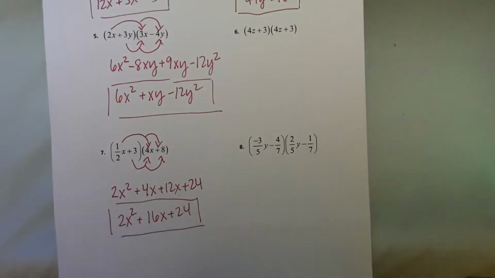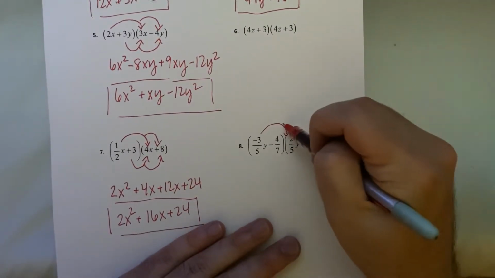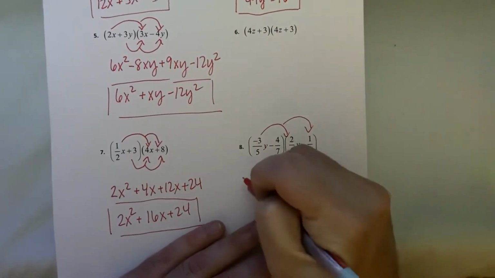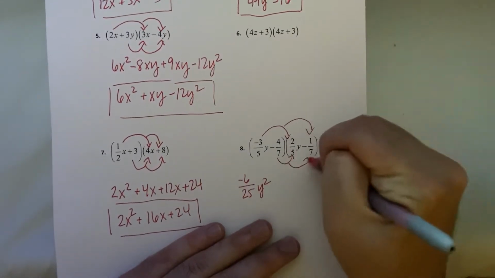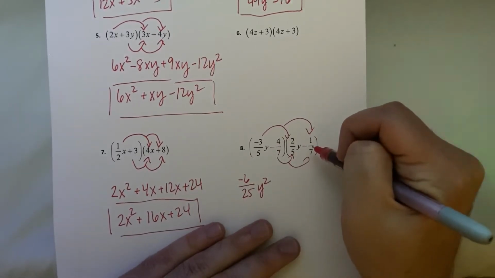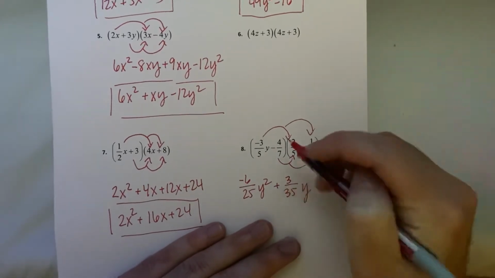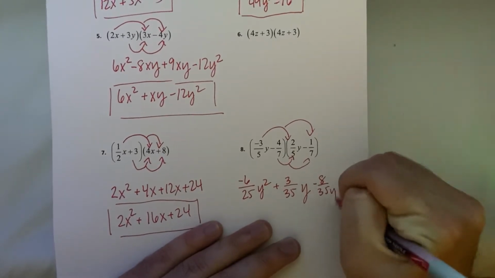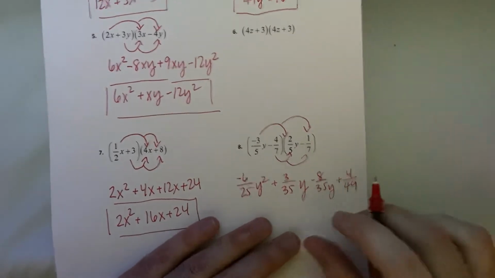Okay, and one with all fractions. Negative 3/5 y minus 4/7 times 2/5 y minus 1/7. Negative 3/5 y times 2/5 y. So remember, for fractions, you multiply across the numerator and denominator. So that's negative 6/25 y squared. Negative 3/5 y times negative 1/7 is plus 3/35 y. Negative 4/7 times 2/5 y is negative 8/35 y. Negative 4/7 times negative 1/7 is positive 4/49.